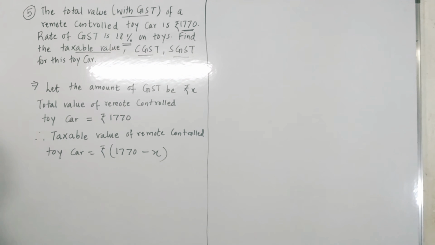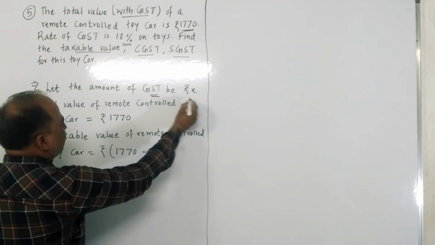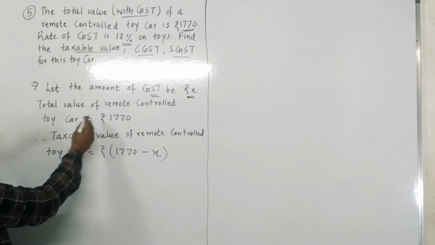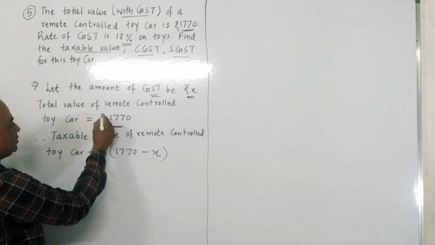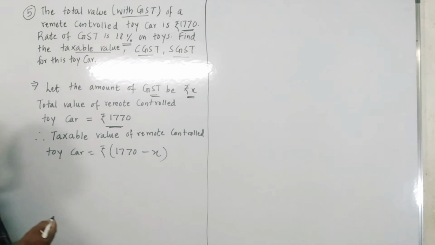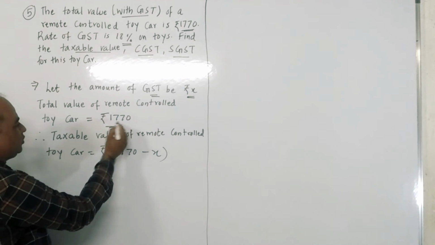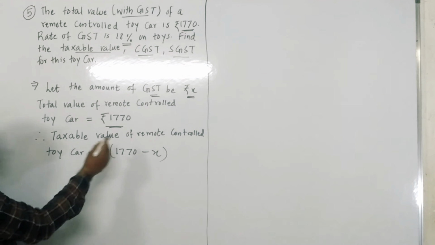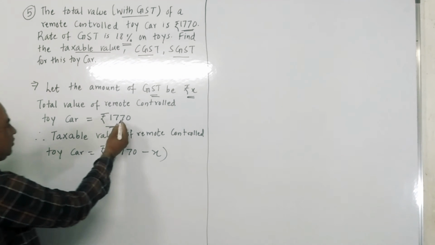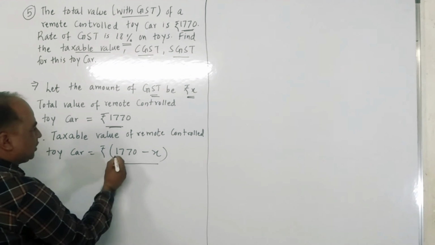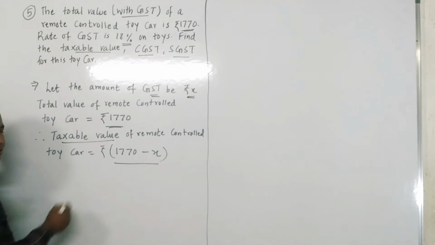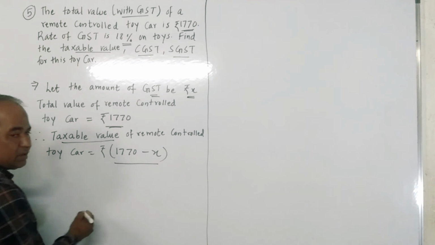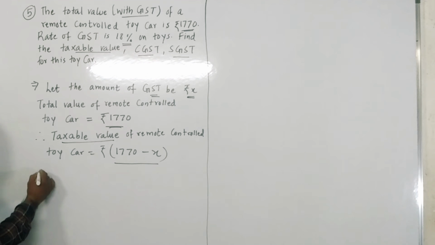So let us assume the amount of GST be rupees X. Therefore, the total value of the remote control car, including GST, is 1770. The taxable value of the remote control car will be the total value minus GST, that is 1770 minus X rupees.